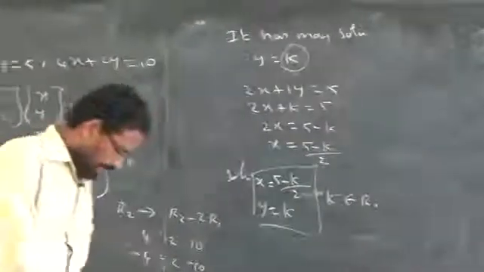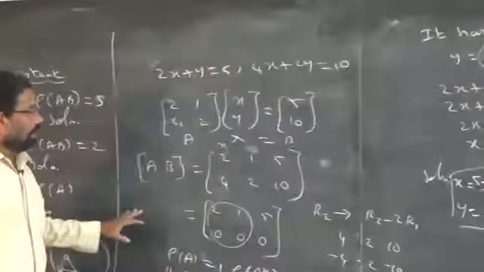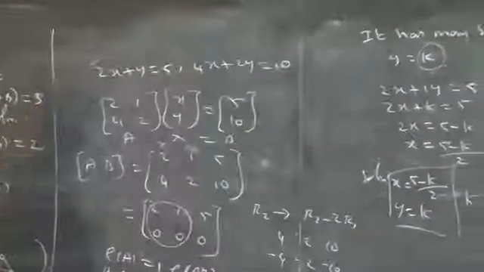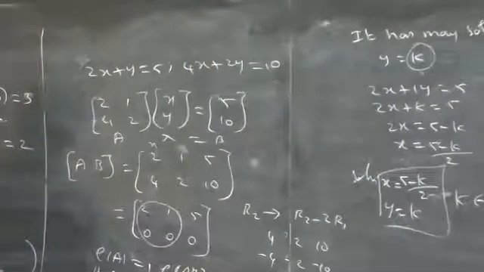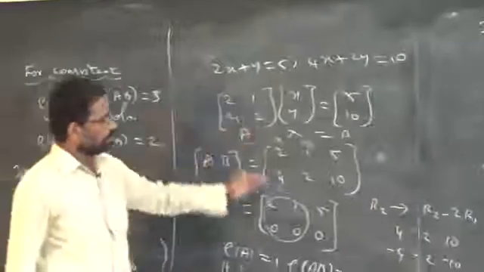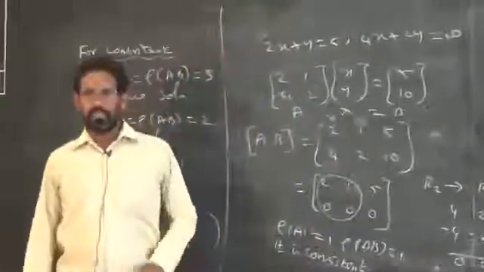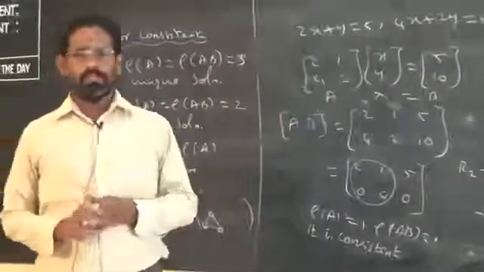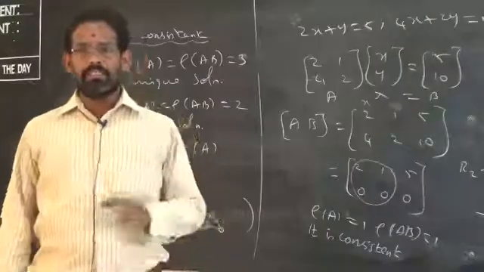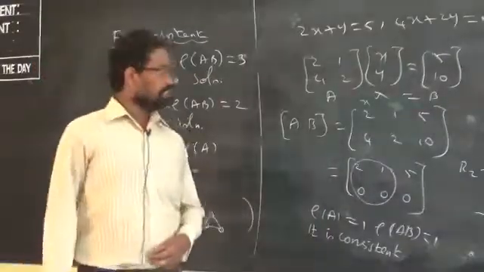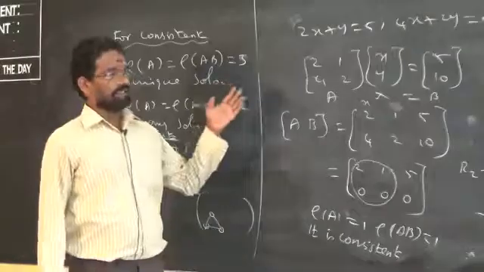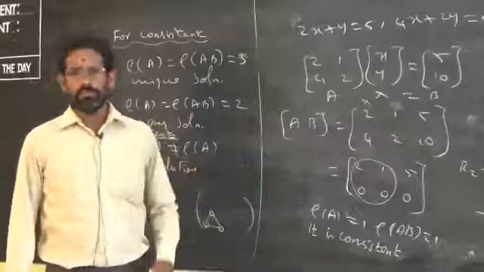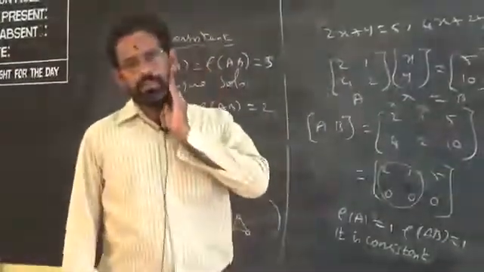Boys, we have completed one concept, that is consistent and inconsistent. Based on this concept, we find the solution by using the rank method. Next session, same type of problems, but we will see another concept, that is the determinant method. By using the determinant method, we will see in the next sessions how to find the values of x, y and z, and x and y: three equations with three variables, and two equations with two variables. Thank you, boys.